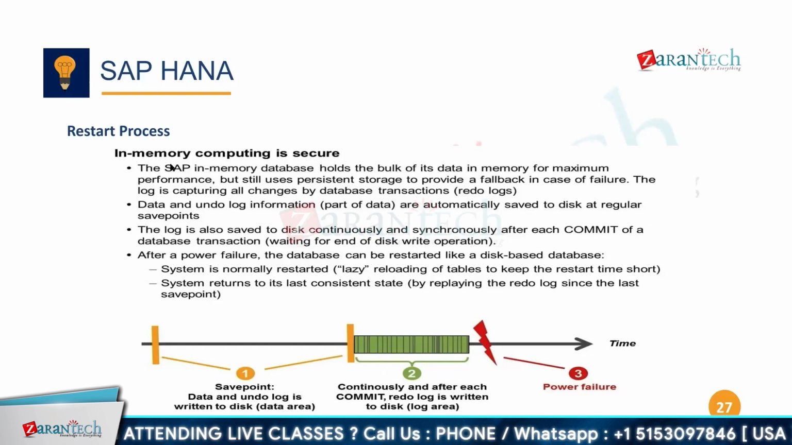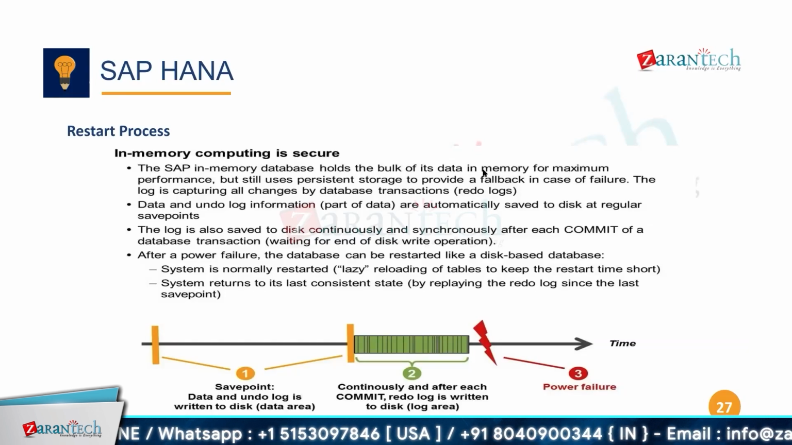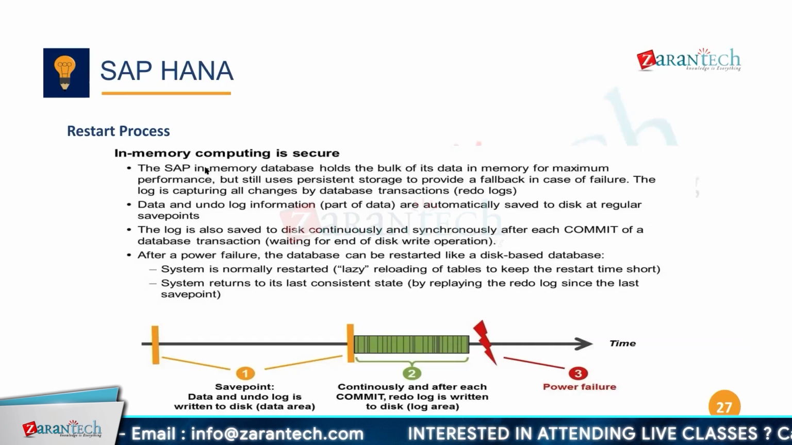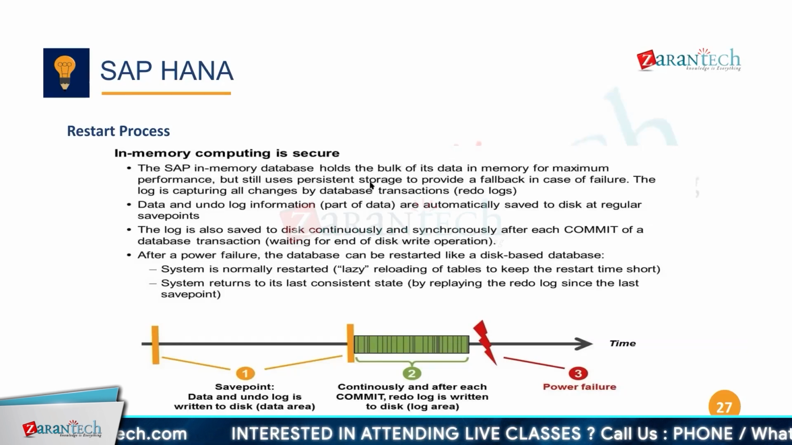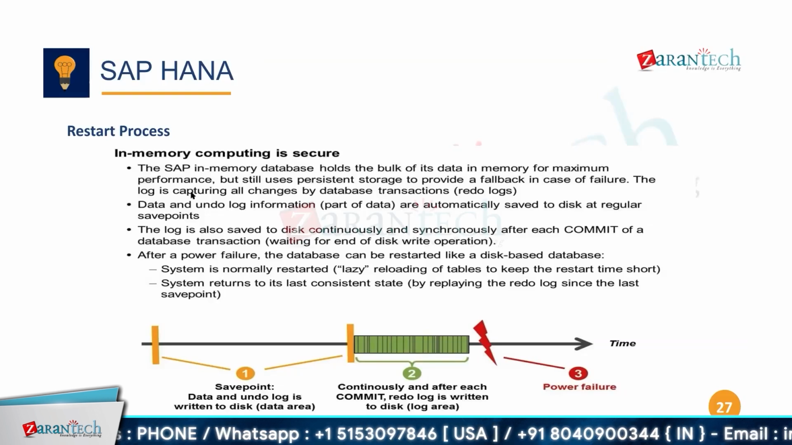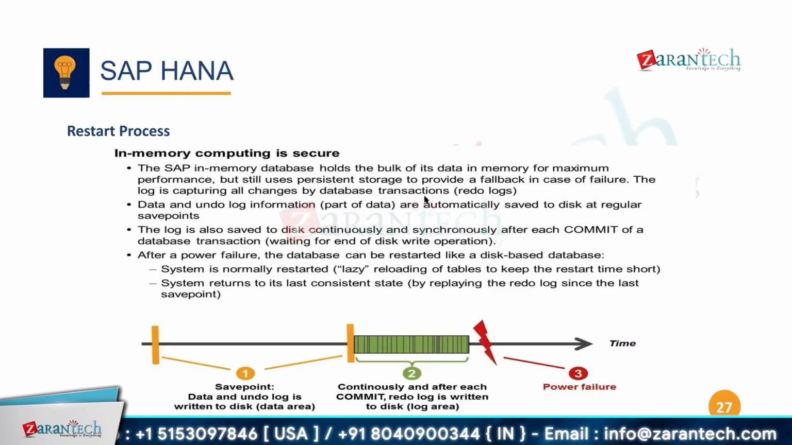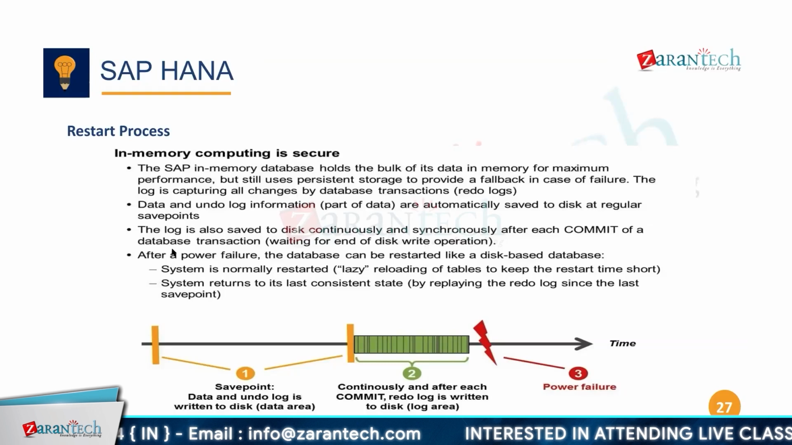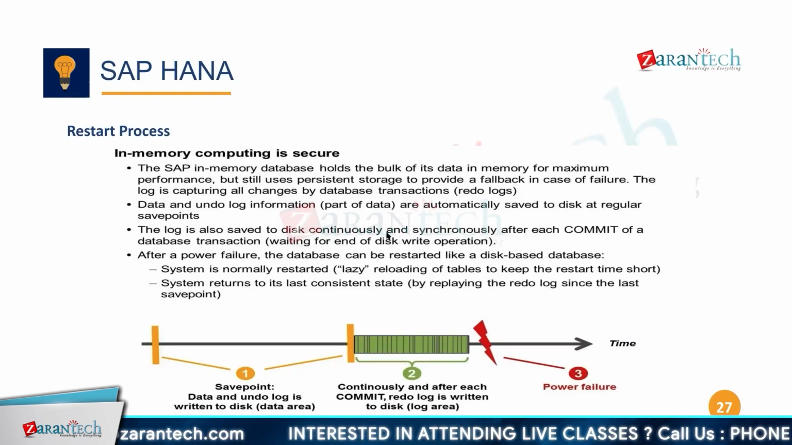So the SAP in-memory database holds the bulk of its data in memory for maximum performance. This I've told you. So HANA is in-memory. Everything is in RAM, all the data. That is what it says. But it still uses persistent storage to provide a fallback in case of failure. So this is the slide which I'm referring to. In case of failure, what happens? The log is capturing all the changes made by database functions, which you call redo logs. So the log is also saved to the disk continuously and asynchronously after each commit of a database transaction. Okay, so keep this aside.